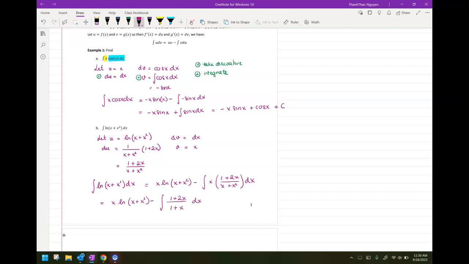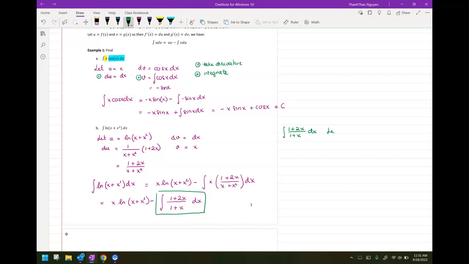Now we need to somehow take in the integral of 1 plus 2x over 1 plus x dx. So we do a u substitution. I will just worry about this integral alone. So let's take this integral and take a look at what happened to it: the integral of 1 plus 2x divided by 1 plus x dx.